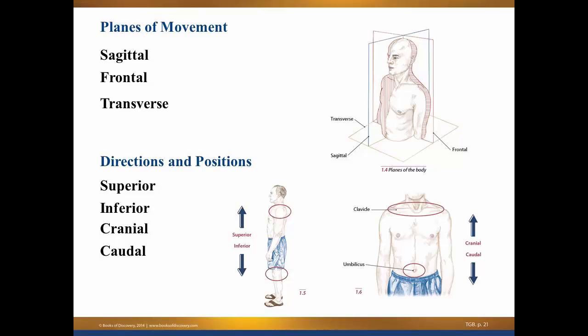We have the descriptive words cranial and caudal. Those refer to above and below. Cranial is above, like pertaining to the head, like the cranium. And the clavicle is circled, as a reminder that it is the anatomical name to the collarbone. And of course, the other circle is the umbilicus, which is a fancy way to say the belly button.